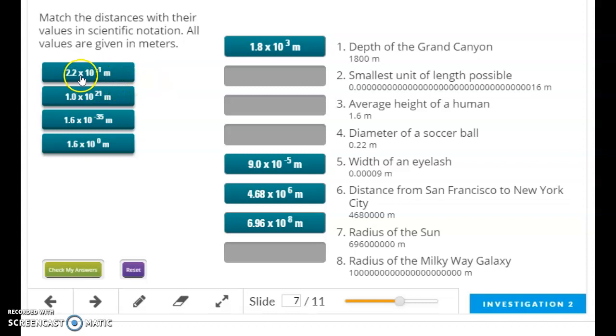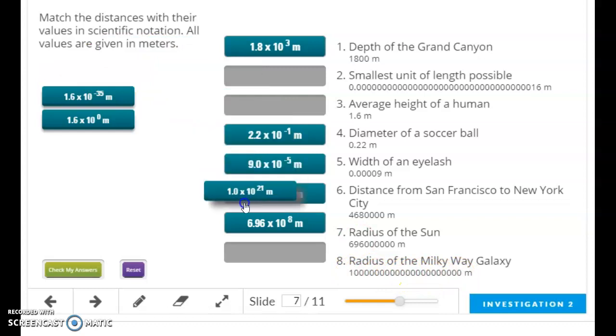Okay, 2.2 times 10 to the negative 1. So negative number, we're shifting this over by 1 space. So it should be 0.22. There it is. Diameter of a soccer ball. Okay, now here we go. We have a very large exponent. So we're talking about something pretty large here. I want to move this decimal over 21 spaces to the right because it's positive. So do I see a number? Right here. Look at all those spaces, all those zeros.